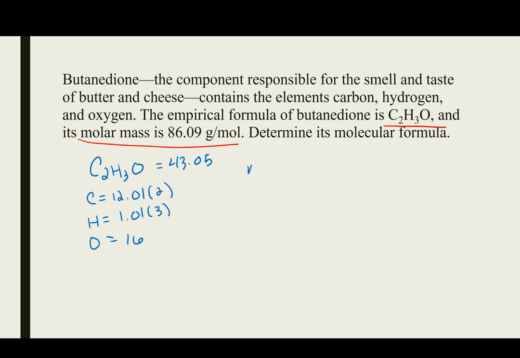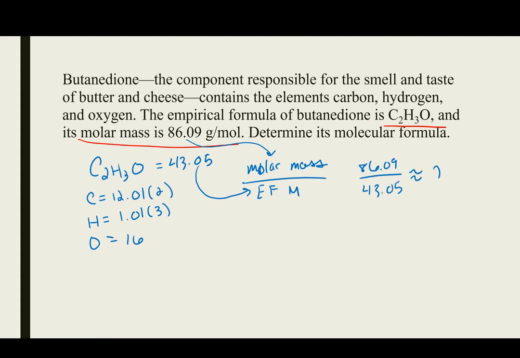Then I'm going to take the molar mass over the empirical formula mass that I just solved for. So the molar mass is what was given in the problem. The empirical formula mass is what I just solved for. So that's going to be 86.09 over 43.05. And that's going to give you about 2. Not exactly 2, but very, very close to 2.